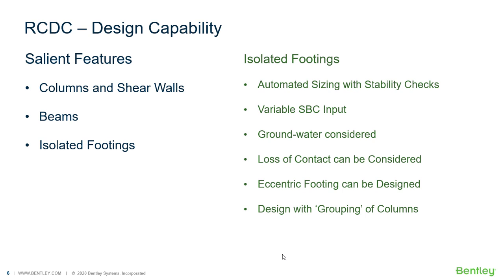If you want to design footings with loss of contact, typically an industrial shed with very less loading can experience this kind of requirement. If need be, you can design eccentric footings. For some columns, if you have some restraint on one side where you cannot extend the footing by, let's say, 500 millimeters, you can put that as an input and RCDC will size the footing based on that constraint.